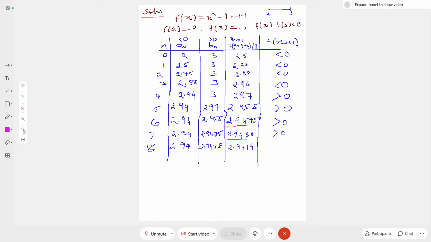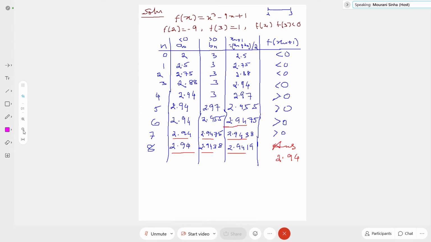Okay, so now I can see that in the an column, same value; in the bn column, also same value; and in the xn plus 1 column, also same value. So all the 3 columns in 2 consecutive steps should have the same value. Now I stop. My answer is 2.94. My final answer is 2.94, and that I obtain from the xn plus 1 column.